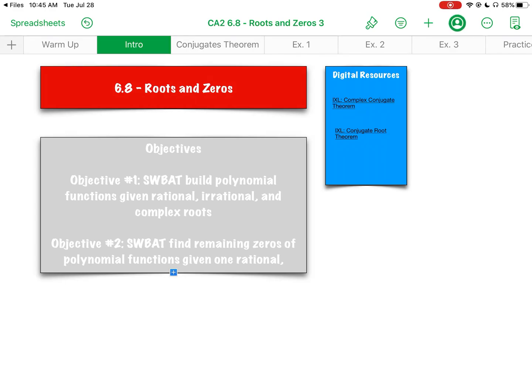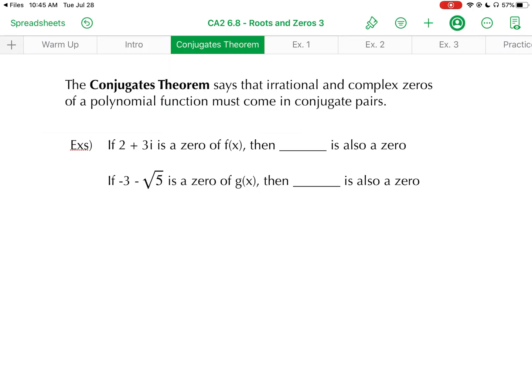This is video number 1 for section 6.8, and in this video we're going to be focusing on the first objective for the section, which is being able to build functions given rational, irrational, and complex roots for them. Okay, so let's begin with a theorem.